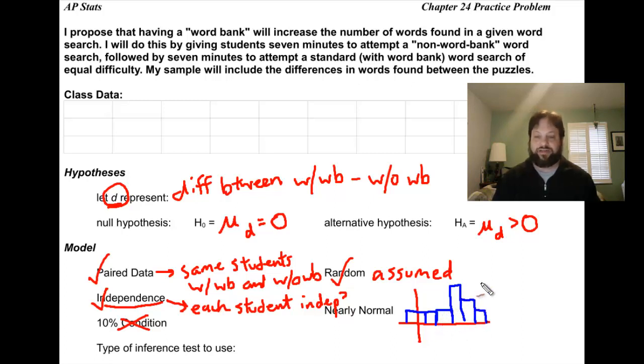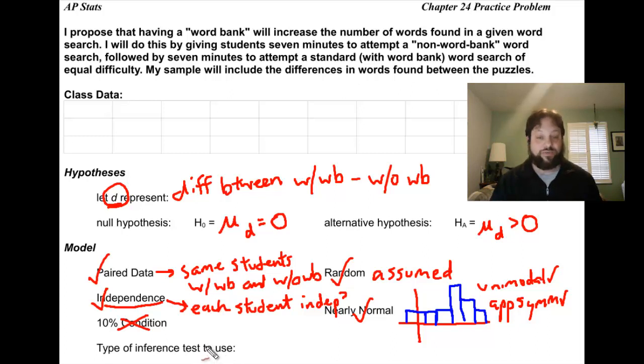Now, is this nearly normal? Well, it is unimodal. That we definitely have going for us. Is it approximately symmetric? Well, that could be up for debate, but I'm going to go ahead and just say that it is. And so we did reach the nearly normal condition.